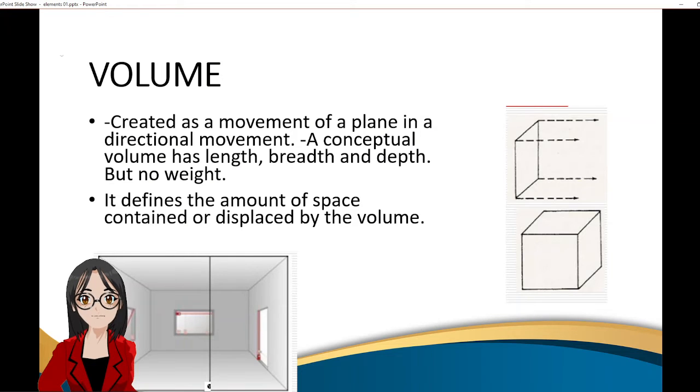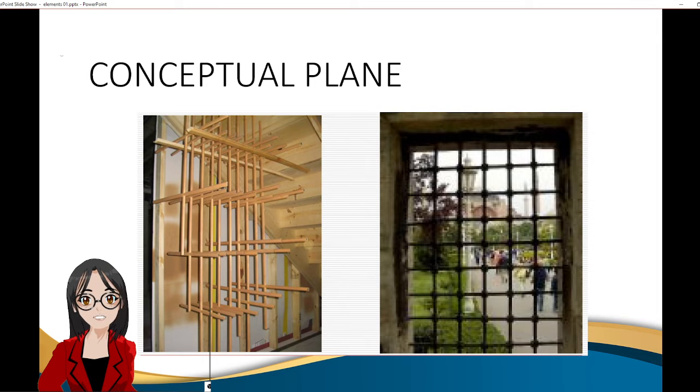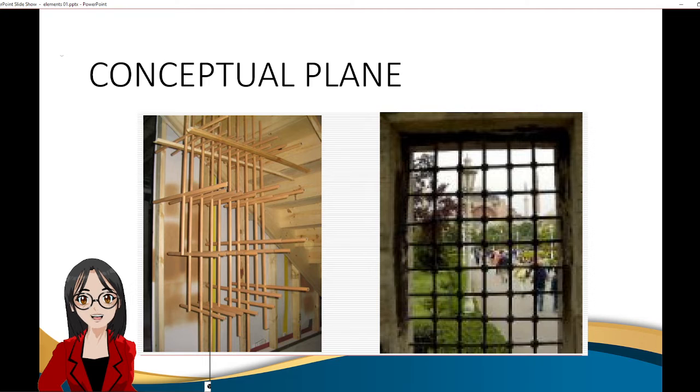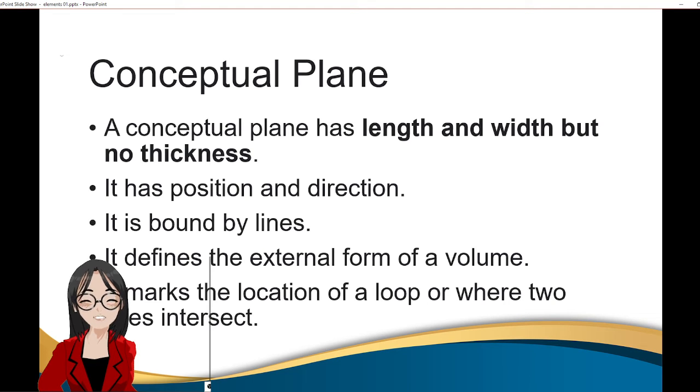Okay, so balik tayo sa illustration natin. Sa ano natin, di ba? Parang makikita natin na wala nga siyang depth. Okay? It has positions and direction. So, balik tayo sa illustration. Di ba? So, meron siyang X and Y axis. Okay? So, I think familiar kayo sa X and Y axis if you ever have encountered AutoCAD or ZBrush or Blender. Okay. So next, it is bound by lines, and then it defines the external form of volume. And then, it marks the location of a loop or where two lines intersect.